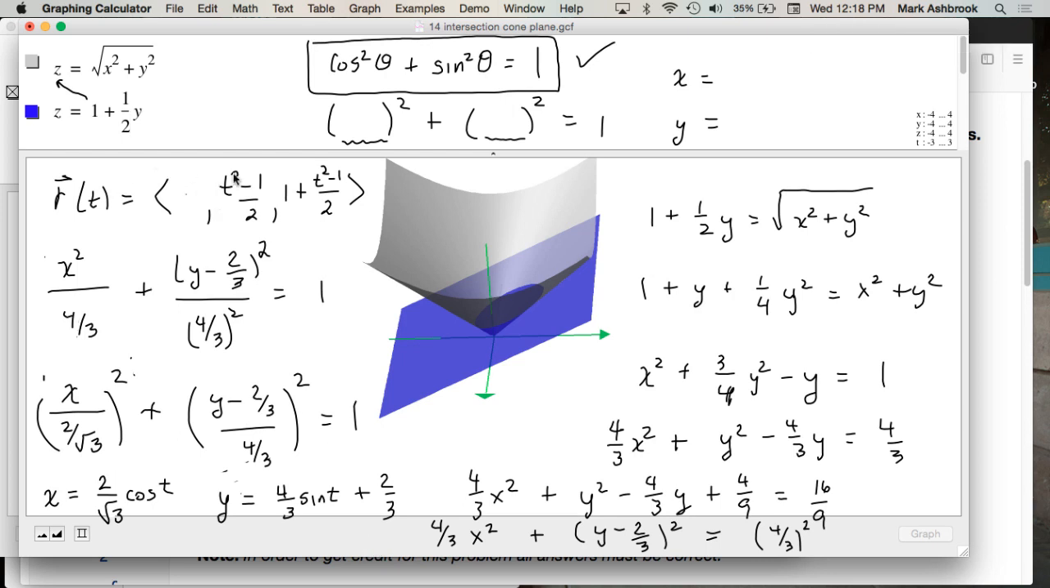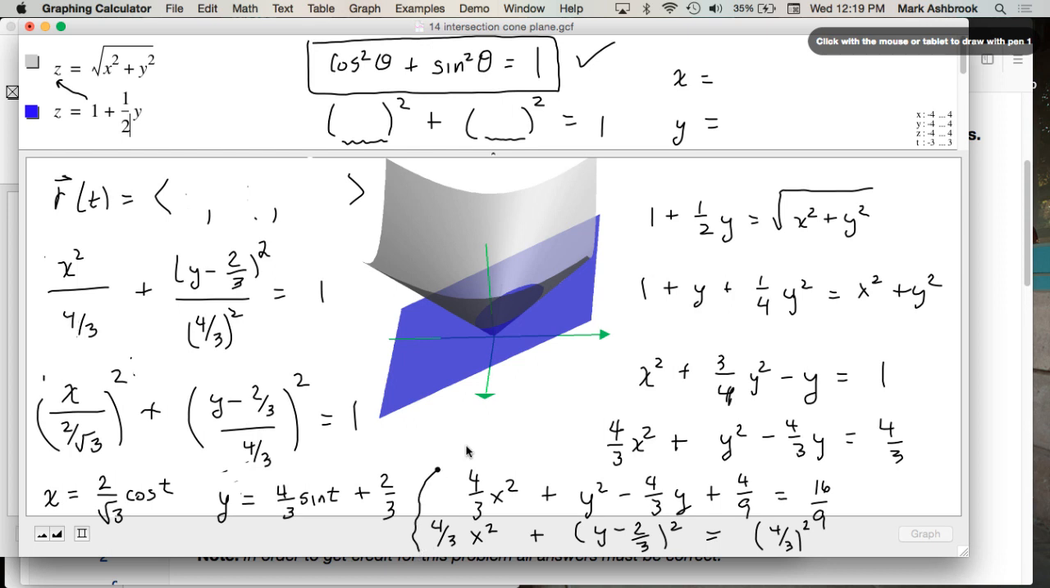We're very, very close. We got our x and y. We just need to see if I made a mistake. This whole thing equals sine t. Multiply by 4/3, and I think that's right. Are we good? So there's our x, there's our y, and what will our z be? 1 plus half of that.